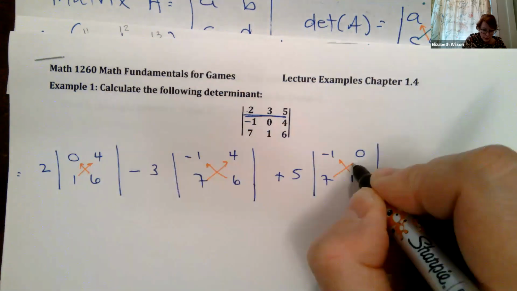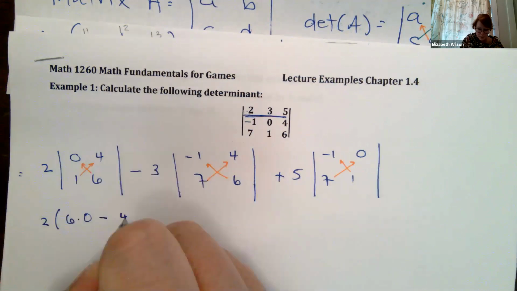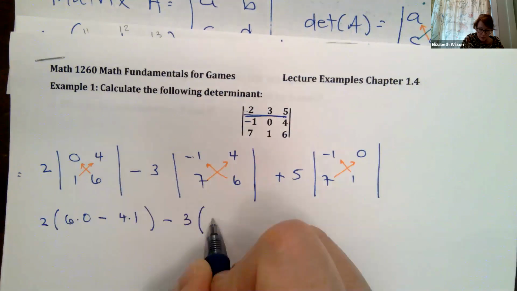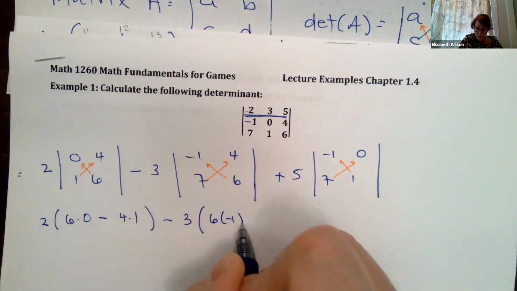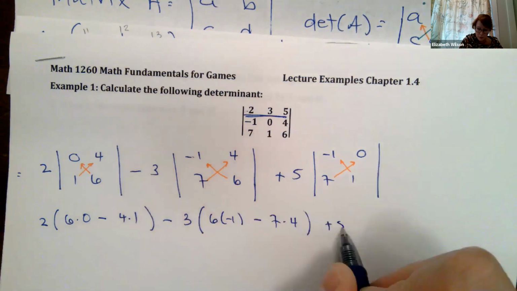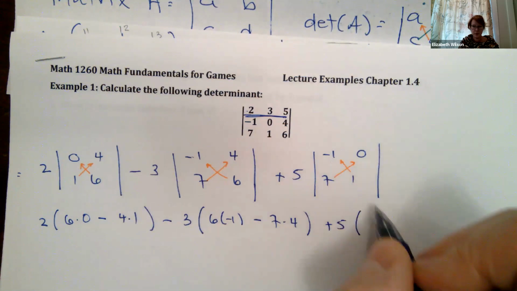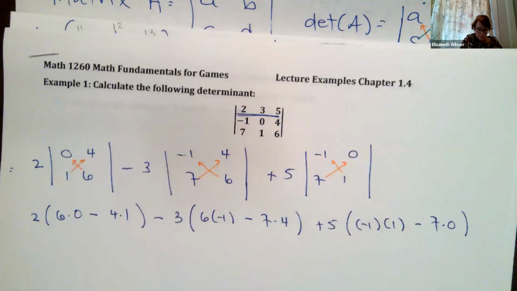Okay, so now I'm going to go 2 times, this will be 6 times 0 minus 4 times 1. Minus 3 times, this will be 6 times -1 minus 7 times 4. Plus 5 times, this will be -1 times 1 minus 7 times 0. Okay. Multiplying on the diagonals, that's where I got these numbers from.